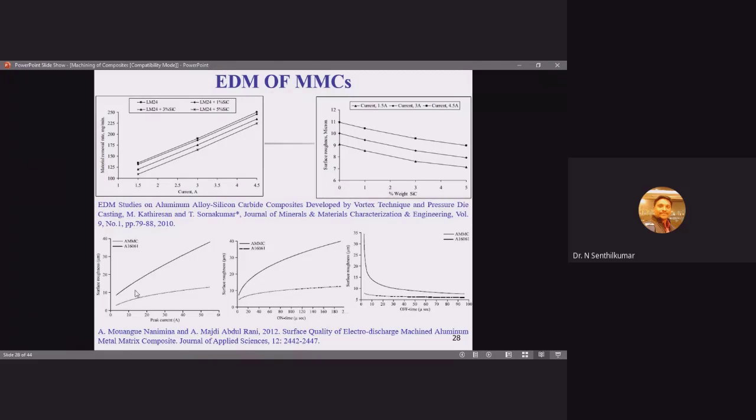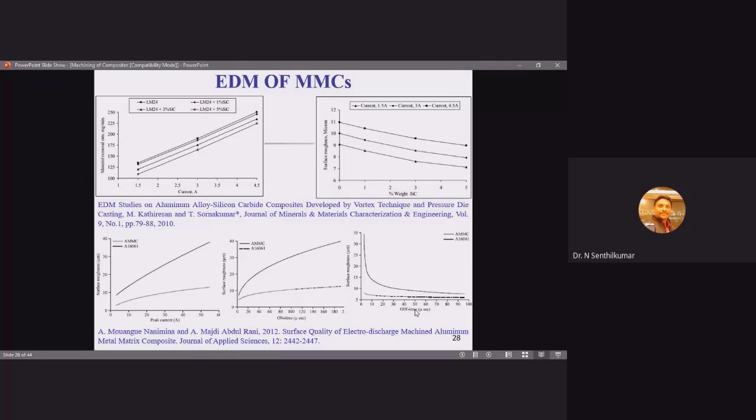Then this is for another one. This is aluminum metal matrix composite and the as cast one, right? Here the peak current increases, the surface roughness increases. The same trend they are also going to have. As pulse on time increases, surface roughness increases. The on time is the period for which the spark is provided. Pulse on time is the period for which the current is provided in EDM. Then pulse off time is the period for which the spark is not provided.